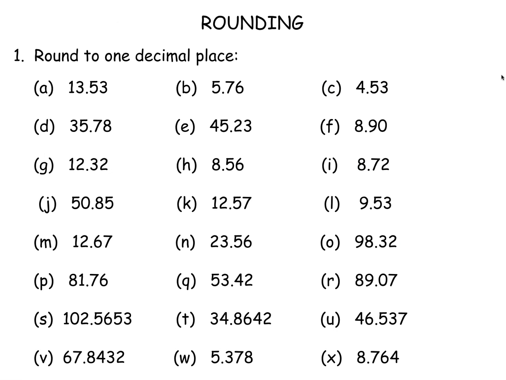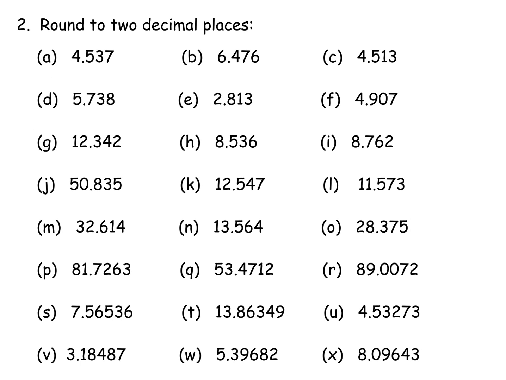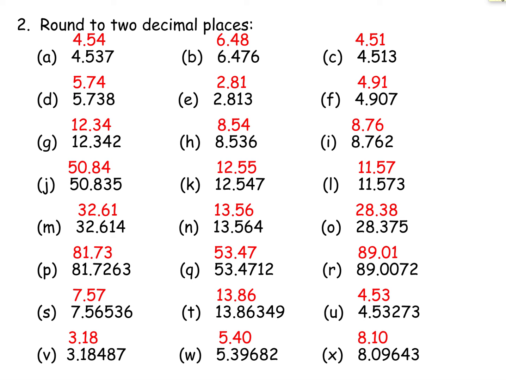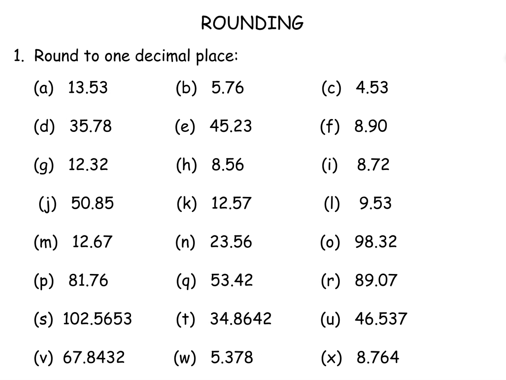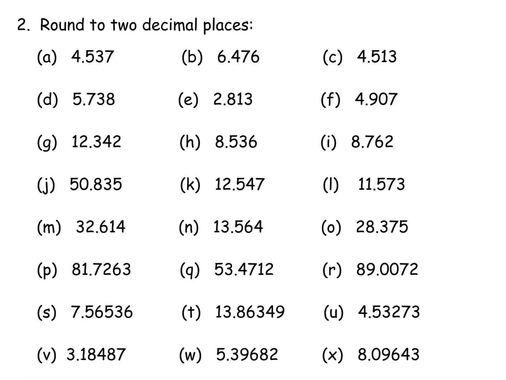If you click the link in the description, you can get access to this worksheet, which will ask you to round these numbers, in this case to 1 decimal place, and the second question to 2 decimal places. The answers will be on the worksheets. So if you click the link in the description, you get access to the worksheet with the answers, and that's rounding to a given number of decimal places.